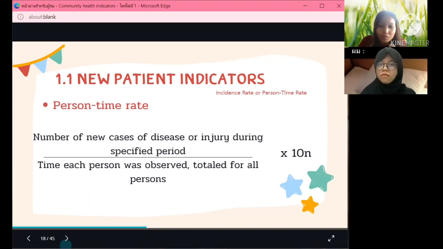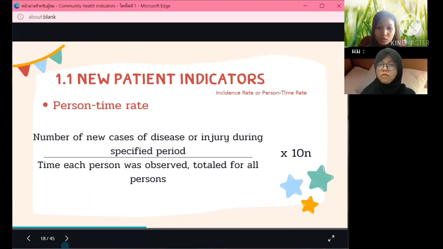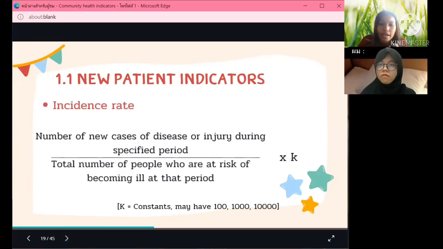Person-time rate: the number of cases of disease or injury during a specific period divided by the time that persons were observed, total for all persons, times 10^n. Incidence rate: the number of new cases of disease or injury during a specified period divided by the total number of people who are at risk of becoming ill in that period. Times K, where K is a constant that may be 100, 1000.